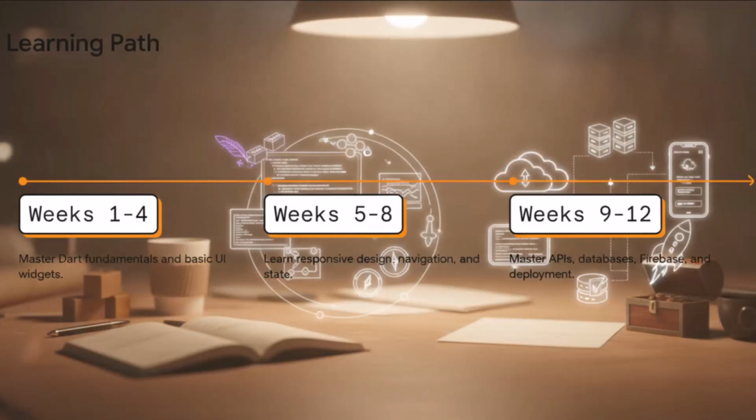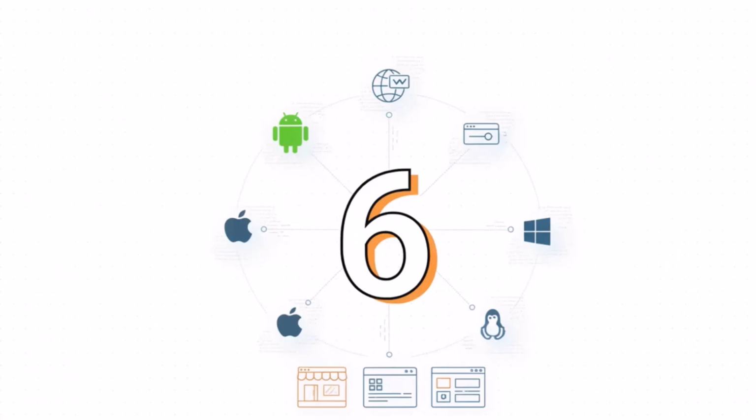So what does this actual learning path look like? Well, with about 180 to 220 hours of dedicated practice, you can literally transform from a total beginner into an engineer pushing production-ready code. The first 4 weeks are all about locking in that Dart syntax and snapping basic widgets together. Weeks 5 through 8 get into the nitty-gritty, responsive design, screen navigation, and that all-important state management we talked about. Then, the final month, that's when you hook up the APIs, databases, Firebase, and finally deploy your app to the real world. And the ultimate payoff for all that hard work?